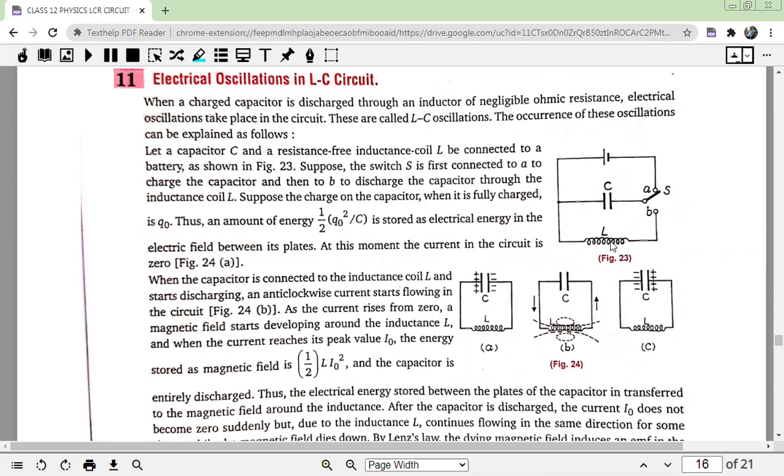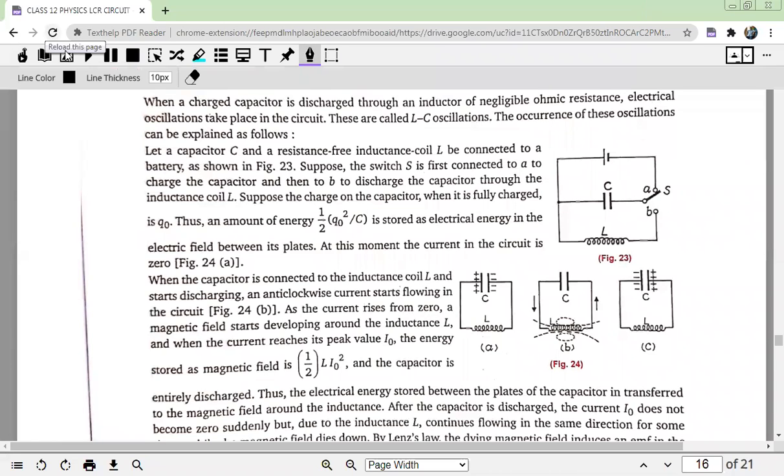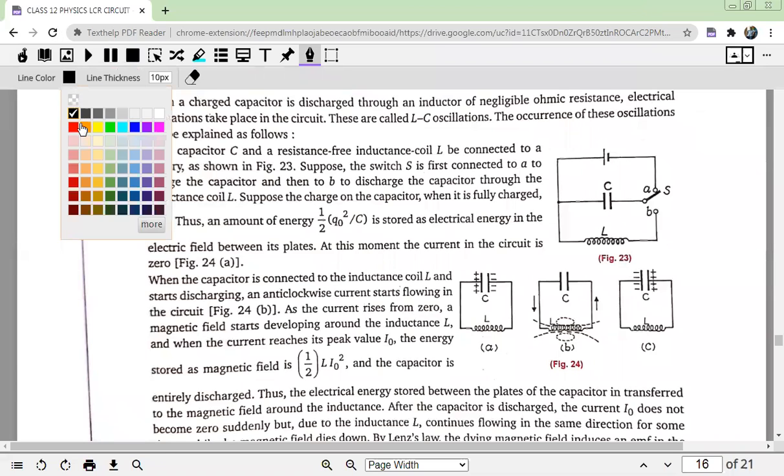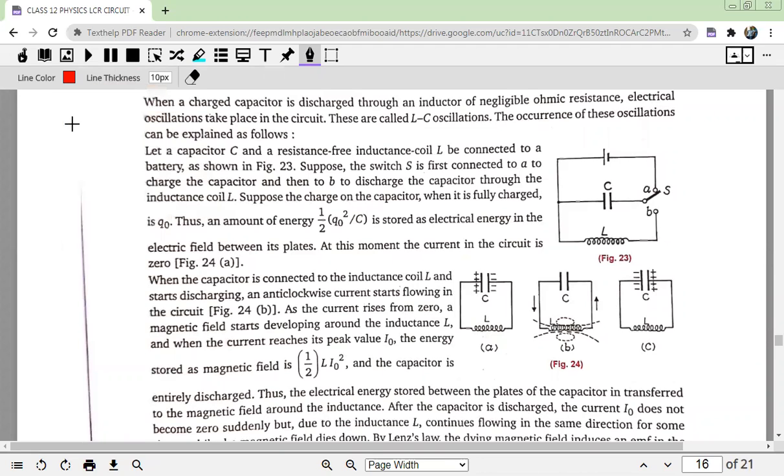As we know, when current is flowing through the inductor, that is through the coil, there will be what type of current? When current flows through the inductor, what type of energy will be stored here? There will be magnetic energy. Magnetic energy will be stored here. Magnetic lines of force will develop.